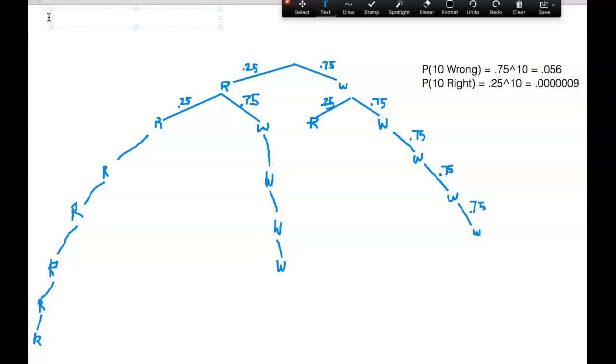So I get the first question right. Second question right. Third question right. You see the pattern, I hope? How many different ways could we do this? Wrong, wrong, wrong, right. Wrong, wrong, wrong, wrong, wrong.